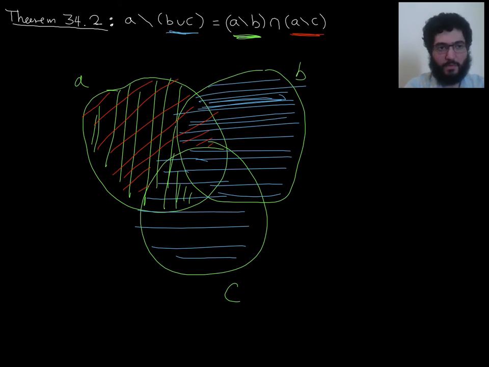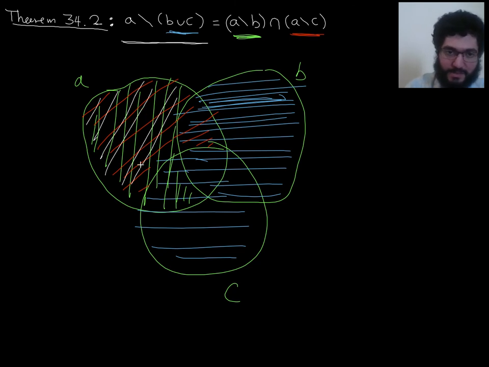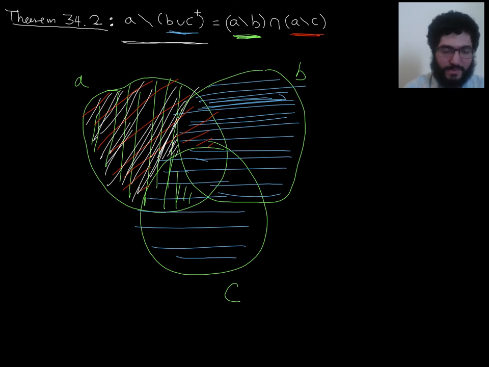So then in white, let's do this entire left side. A without the blue stuff. So if I take A and I delete the blue stuff, then what do I get? I get this part. All the things that are in A, but not in the union of B and C, which is the blue stuff. So just this here. So that's the left-hand side.